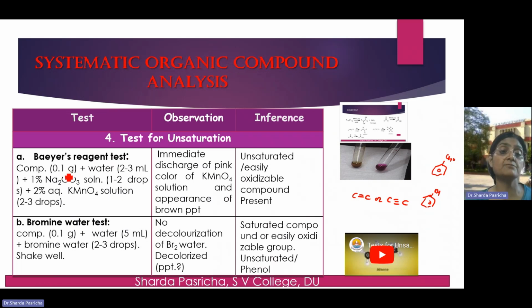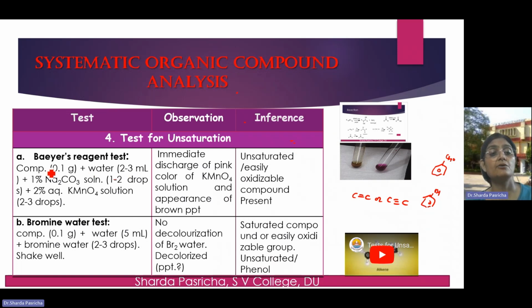You have to take 100 milligrams of your compound and dissolve it in 2 to 3 ml of water. Take very dilute sodium carbonate solution. You can prepare it on your own from solid. And 1 to 2 drops of very dilute sodium carbonate solution you add to this mixture. And then you add very dilute potassium permanganate solution. Potassium permanganate solution available in the lab is normally this color or this color. So you take 2 ml of that and dilute it with equal volume of water, bring it to this color.